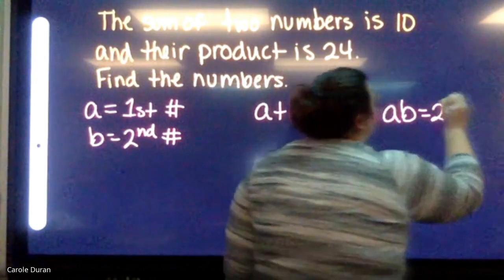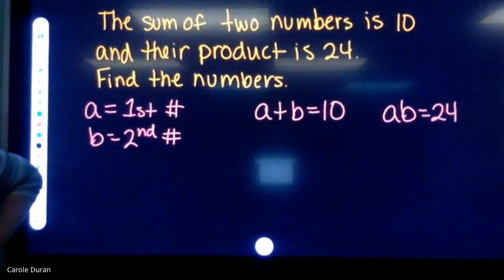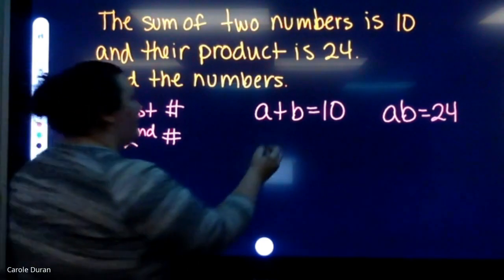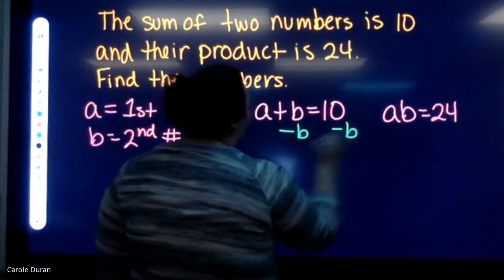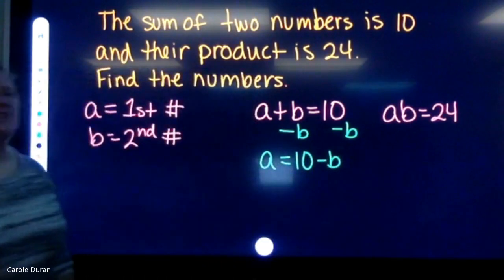Again, I cannot use elimination here because I don't have addition or subtraction happening in that second equation, so it's going to be substitution, which means I need to take that first equation and solve it for one of my variables and then plug it in to that multiplication equation. What variable would you like to solve for in the first equation? A. Okay, that's what I heard. So we're going to go ahead and subtract B to get A by itself. When I do, I get A is equal to 10 minus B.